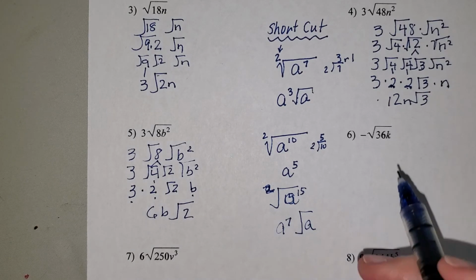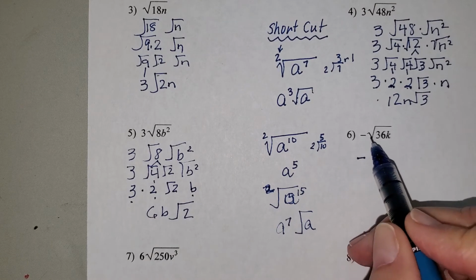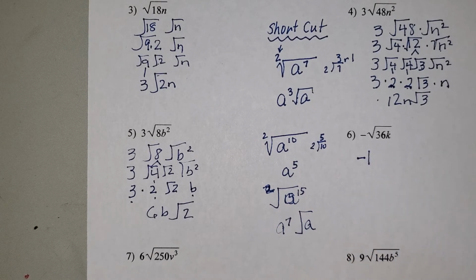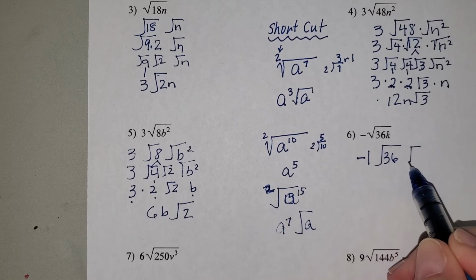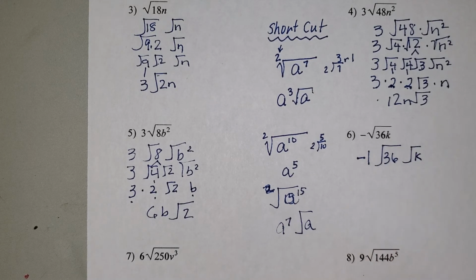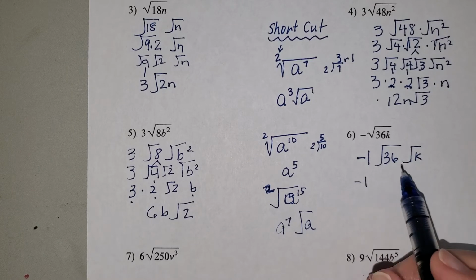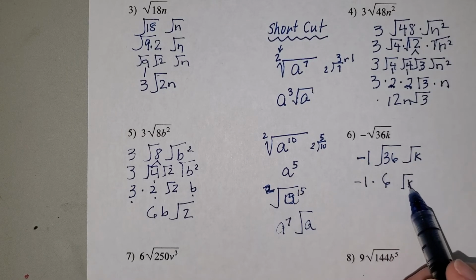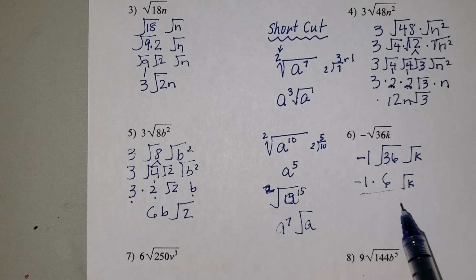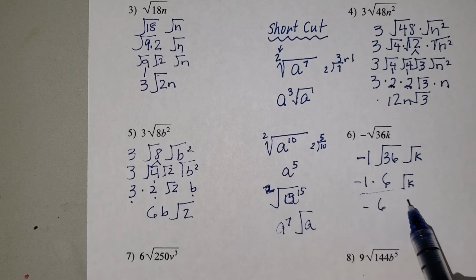Okay. We've got a negative in front of this, which is actually a negative 1 times the square root of 36. Okay. Negative 1, the square root of 36 is 6. Square root of k we can't do. Multiply everything outside the radical and whatever is inside the radical.